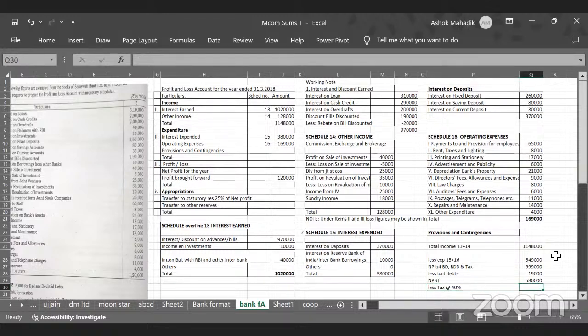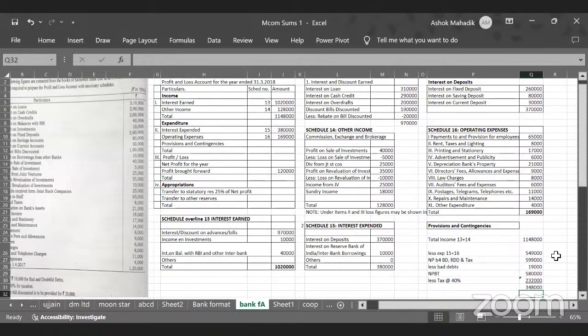Now we have to subtract tax from this, less tax at the rate of 40%. So 40% of 580 will be 580 into 0.4, 232,000. So the balance will be net profit after tax. So plus this minus this. So what is your net profit? 3,48,000. This is NPAT. Clear?